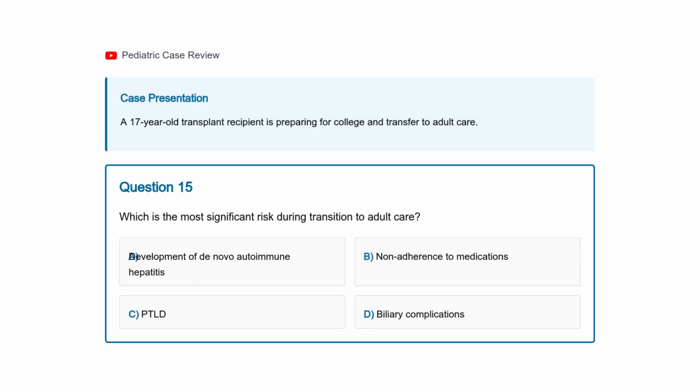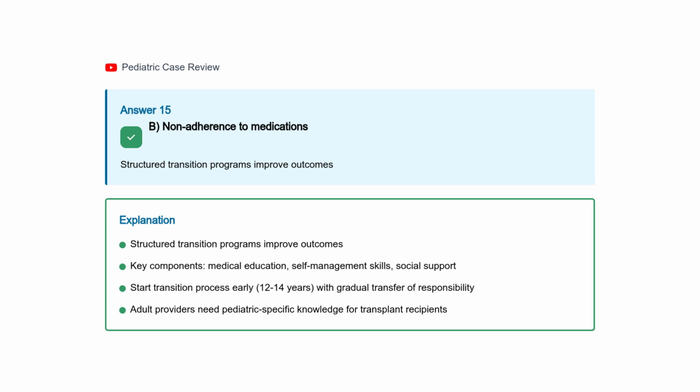A 17-year-old transplant recipient is preparing for college and transfer to adult care. Which is the most significant risk during transition to adult care? Option A, development of de novo autoimmune hepatitis. Option B, non-adherence to medications. Option C, post-transplant lymphoproliferative disorder. Option D, biliary complications. The correct answer is B, non-adherence to medications.